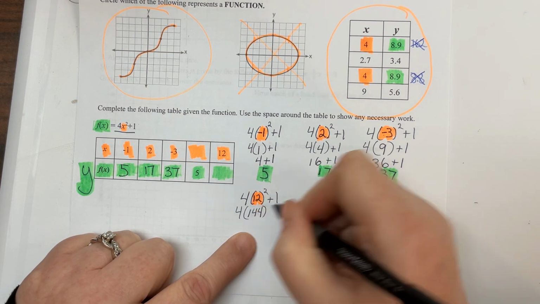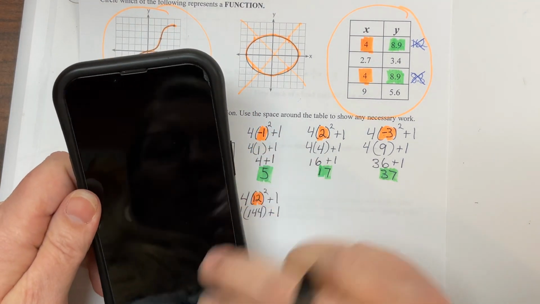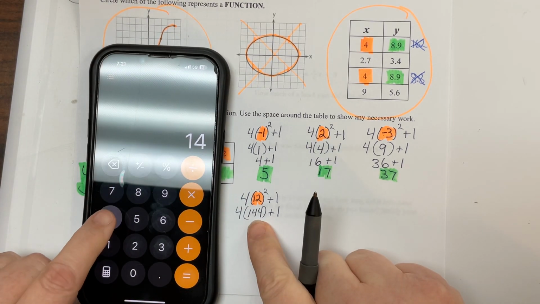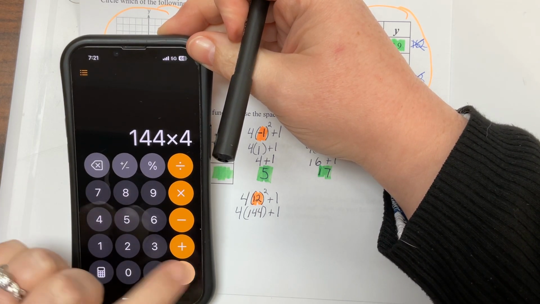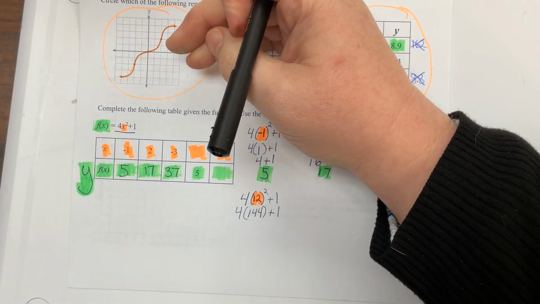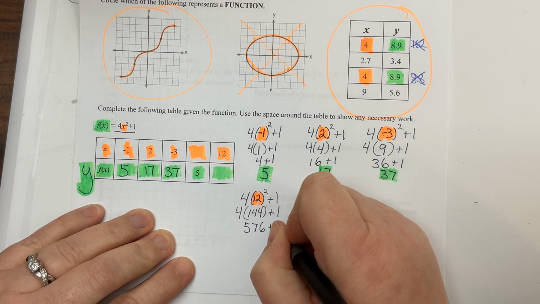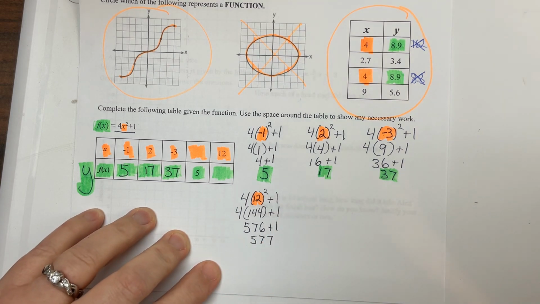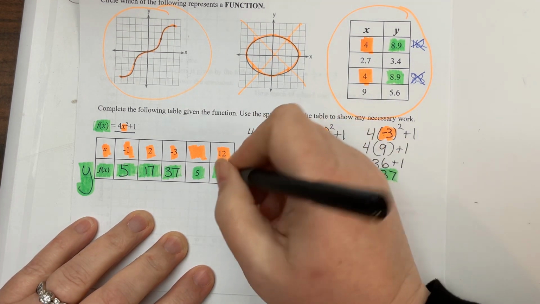Times 4. Oh my gosh, this is a big number. I'm going to need my calculator for this one. Seriously. Okay, here we go. 144 times 4. 576. Okay, 576 plus 1. So that's 577. That's our new number. And it goes right up here.